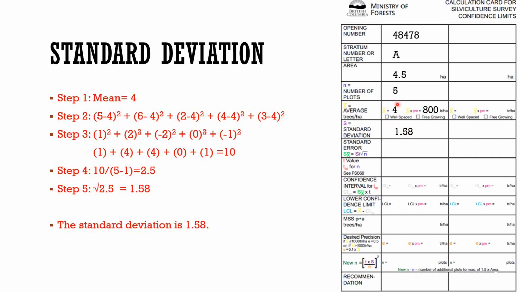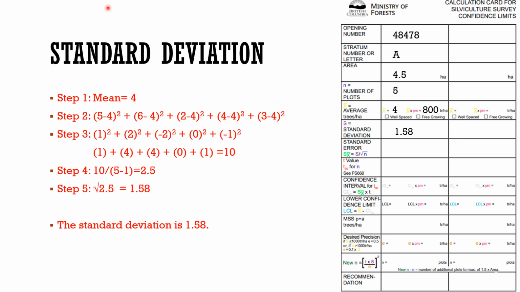It's 4. Now, for the next step, we simply have to subtract the mean, 4, from each of our plot well-spaced tallies. So our first plot had 5 well-spaced trees. We go 5 minus 4. Our second plot had 6 well-spaced trees. So we go 6 minus 4 equals 2. Next plot had 2 well-spaced trees. So 2 minus 4 equals minus 2. Then 4 minus 4 equals 0. And 3 minus 4 equals negative 1.